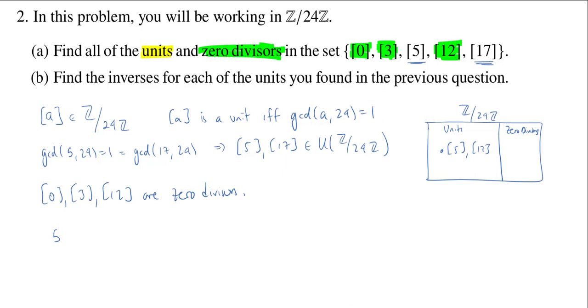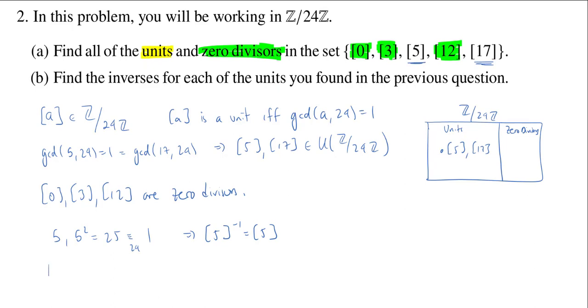So I do 5, and then I could do 5 squared. Now 5 squared, let's see, that's 25. Oh, but modulo 24, 25 is congruent to 1. Hey, there we go. So 5 squared is 1. So this tells us that the inverse of 5, what do you have to multiply 5 by to get 1, is actually 5 itself. Neat.